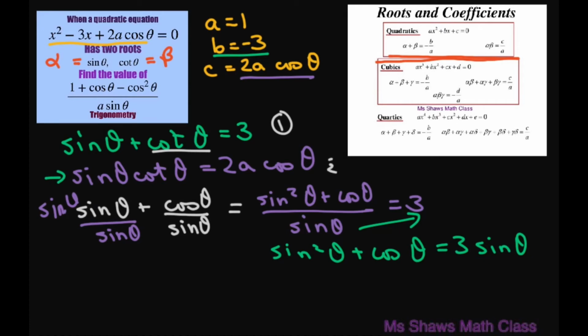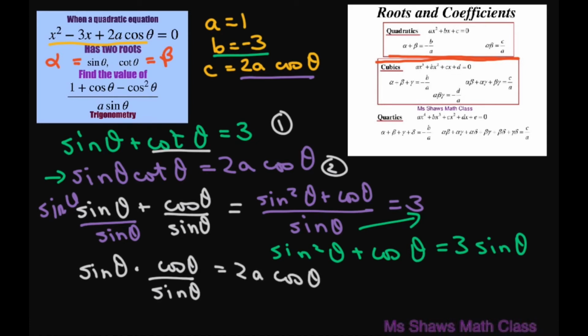All right, now let's look at our product here. I'll call this equation 2. Let's look at that one. Let's split this up. We're going to write this as sine of theta times cosine of theta divided by sine of theta equals 2a cosine of theta. And what happens is the sines cancel out, and you get cosine of theta equals 2a cosine of theta, and you can divide both sides by cosine and get 1. So your a is going to equal 1 divided by 2.